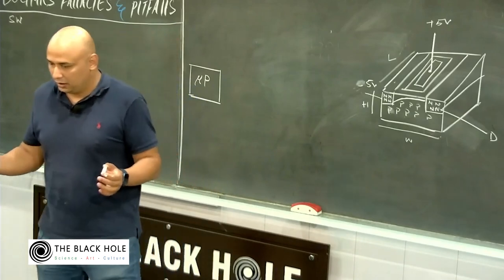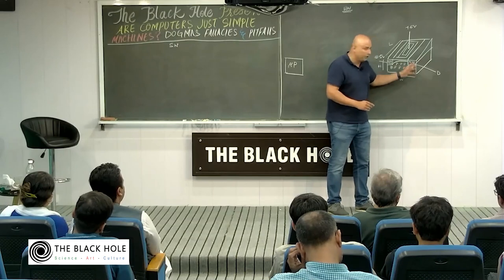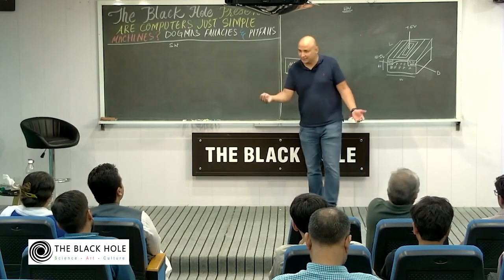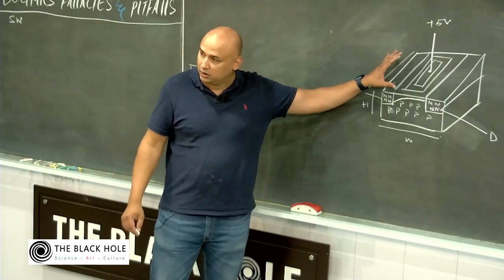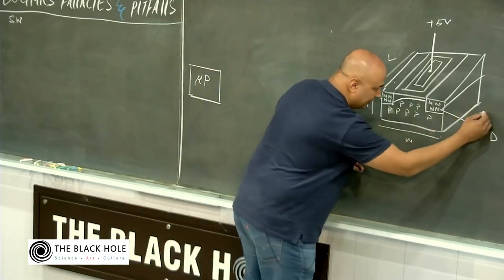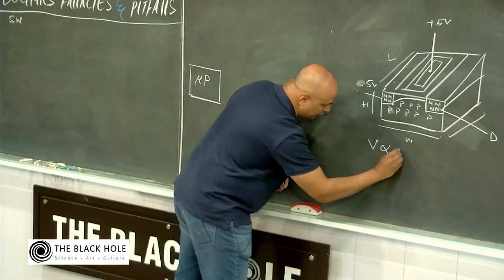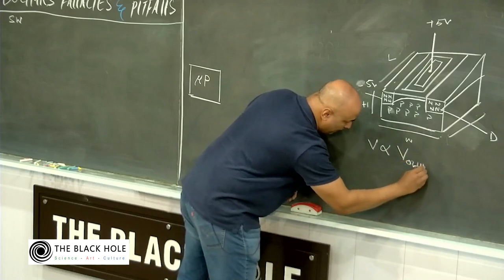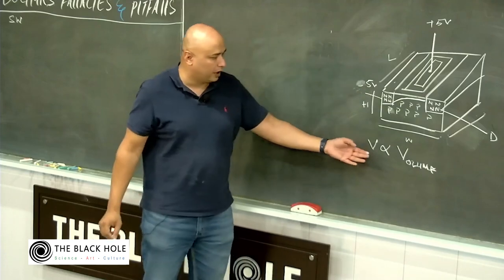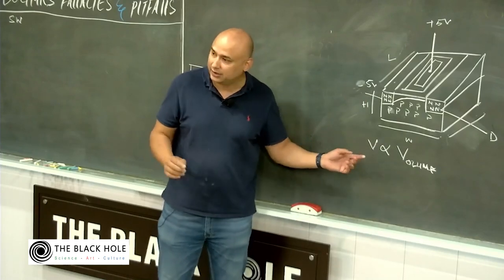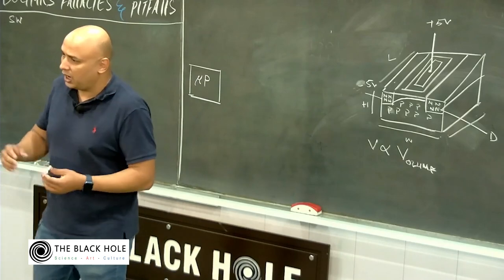You might have seen that there is more functionality in your processors these days, because the dimension of these transistors is decreasing. We do not need to apply this 5 volts. We can operate it at 1 volt. We can operate it at 0.7 volt. We can keep decreasing this voltage. As the size of the transistor is decreasing, this volume shows that the voltage is directly proportional to the volume. As we decrease the volume of the transistor, we are also decreasing the voltage, because we do not need a higher operable voltage.